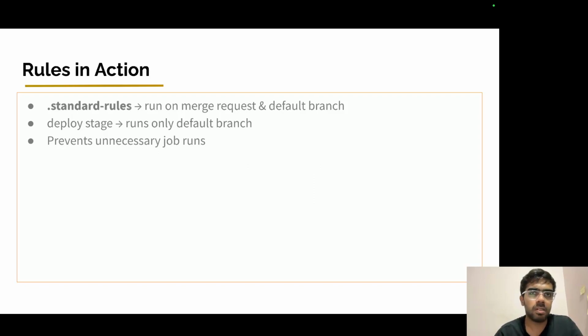Also, we saw how we can control the execution of the pipelines, for example, through rules. Here we define standard rules which controlled the jobs to be executed only on merge requests or changes that were made to the default branch. And we again saw that we made sure the deploy stage ran only when the changes were made to the default branch. Through this we have basically prevented unnecessary job runs.